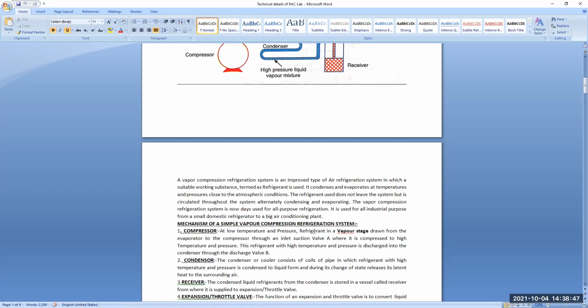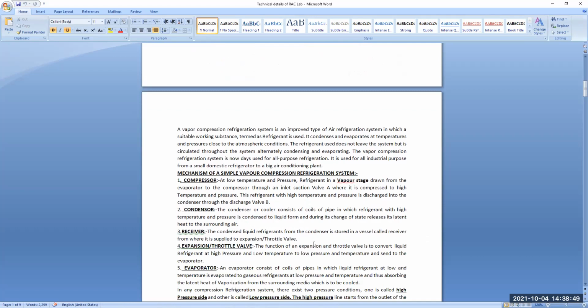Next, let us go through the mechanism of the vapor compression refrigeration system. So what is the compression? First of all, at low temperature and pressure, the refrigerant is a vapor stream drawn from the evaporator to the compressor through an inlet suction valve, where it is compressed to high temperature and pressure. This refrigerant at high temperature and pressure is discharged to the condenser through the discharge valve.